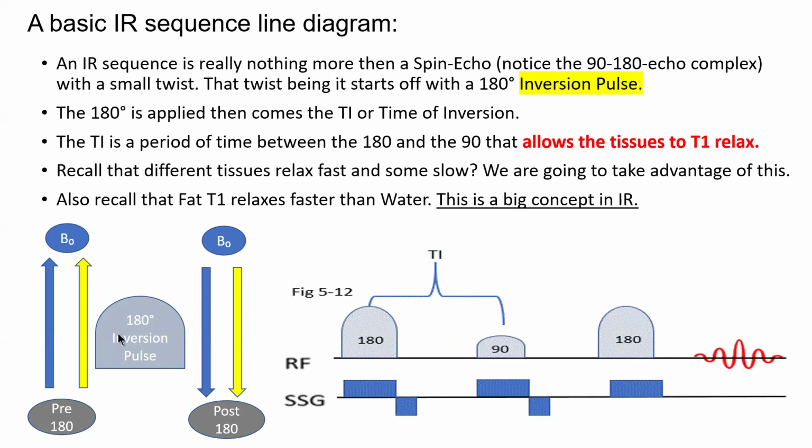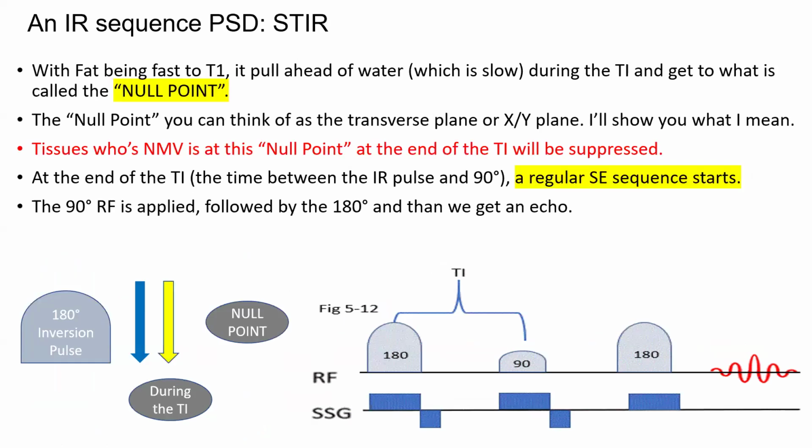So here's a basic inversion recovery. Before the inversion, everybody's lined up with B0. After the inversion, everybody is now pointing the opposite direction. Here's your line diagram. Here's your inversion pulse, and here is your TI. During the TI, T1 recovery starts to happen, and you want to get whatever tissue you want to suppress at the null point at the end of the TI. So when the TI runs out, the 90 comes in, and whatever tissue is at the null point at the end of the TI is going to be suppressed.